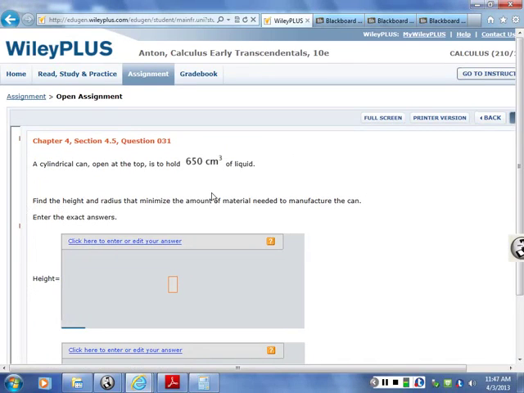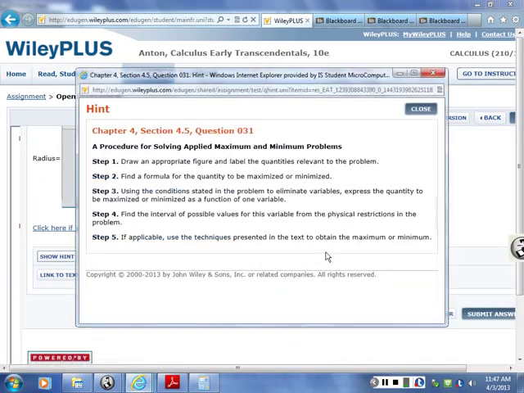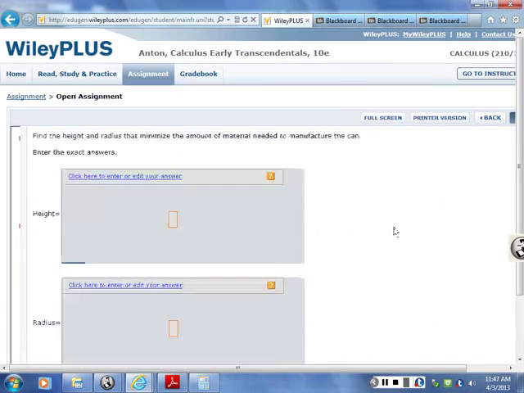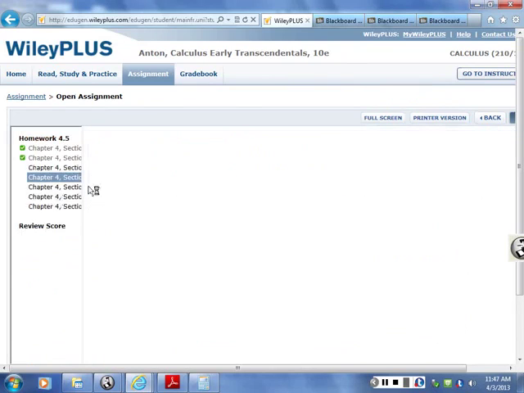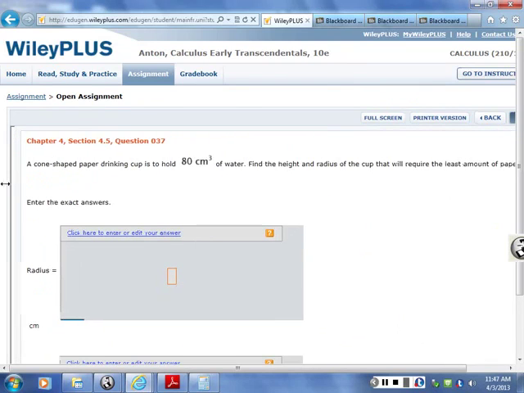I have a paper cup that's a cone shape, and I know the volume holds 650 centimeters cubed of liquid. I don't expect you to necessarily know the... Oh, wait, this is a cylindrical can. You already know how to do this one. So 80 centimeters cubed. Sorry.